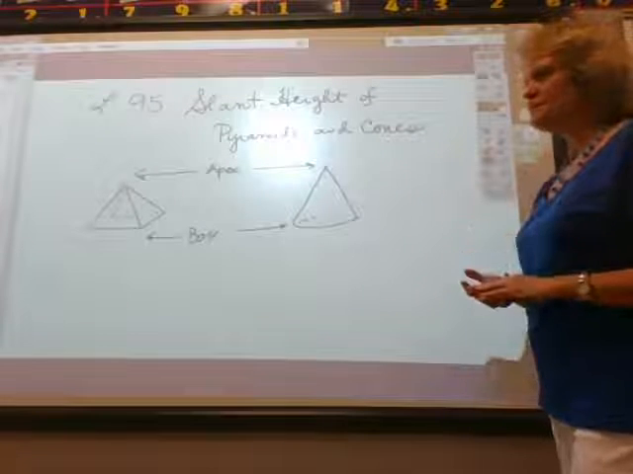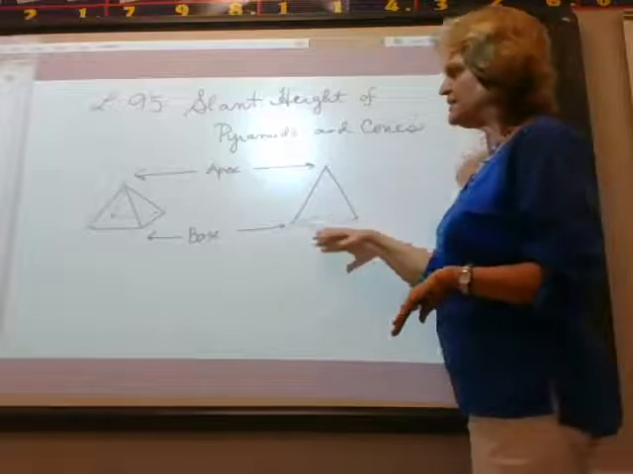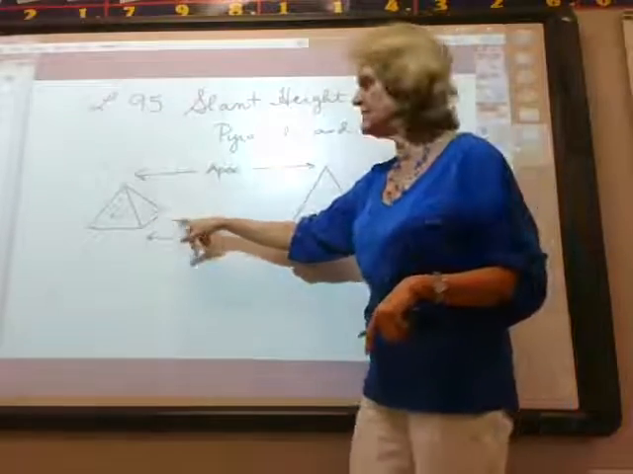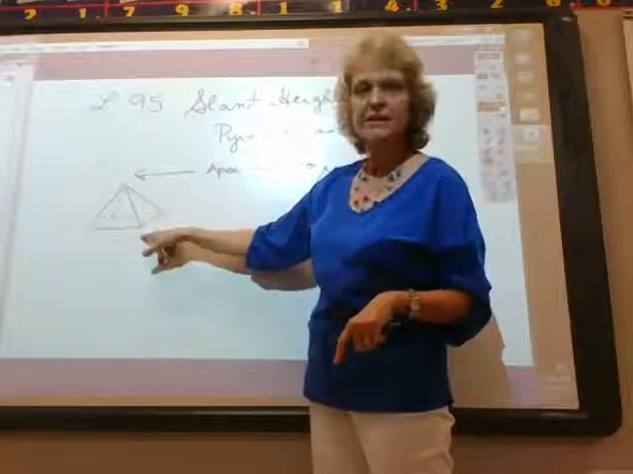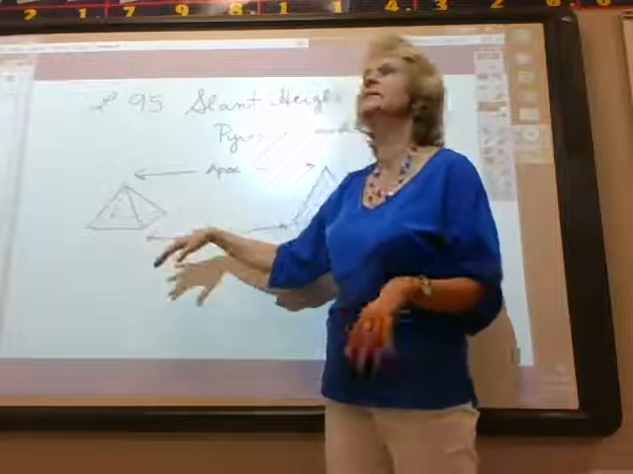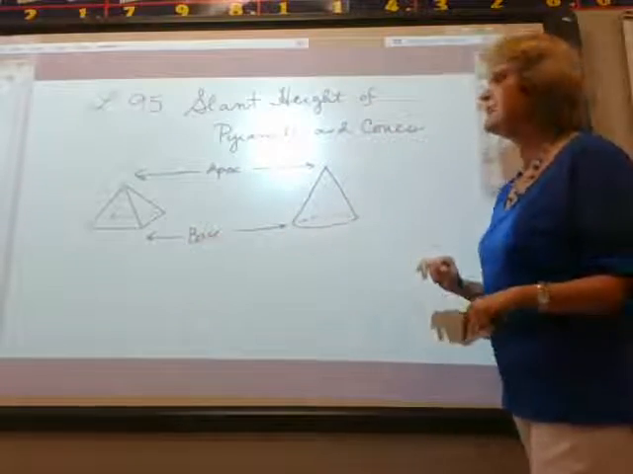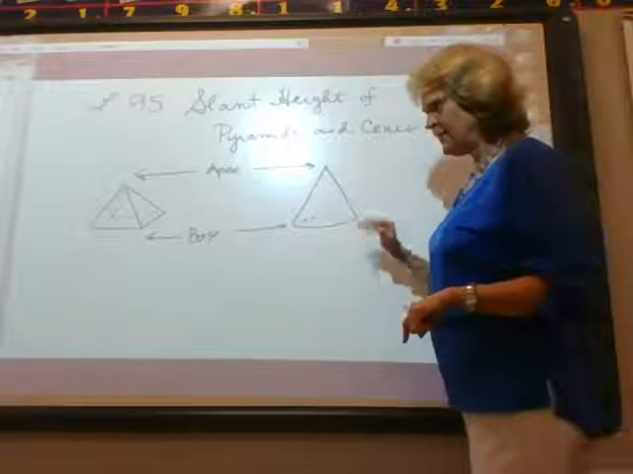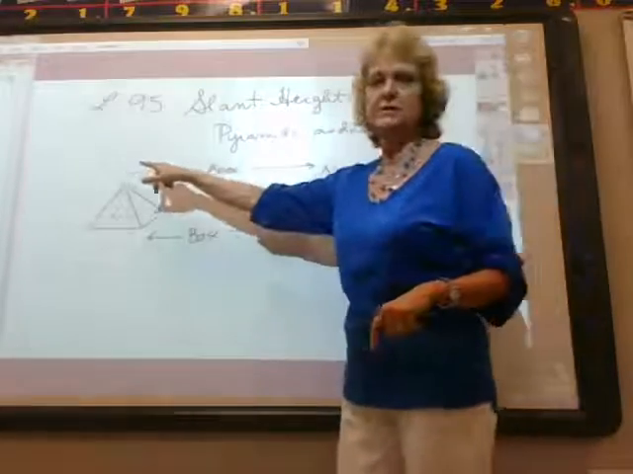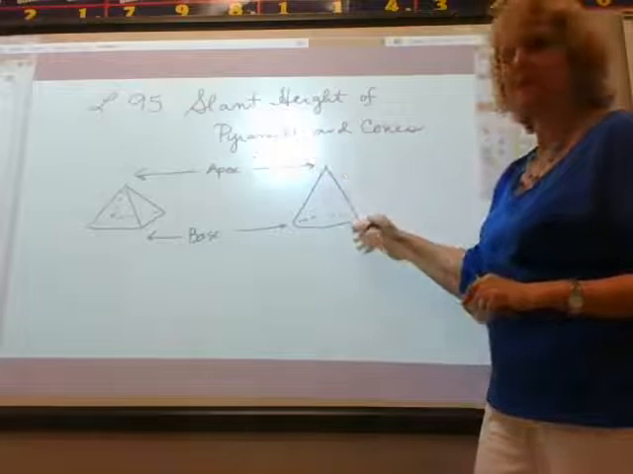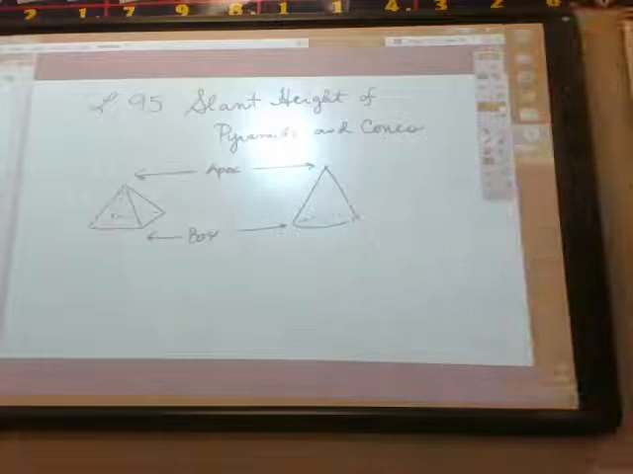But first of all, I want to remember that what it sits on is a base. In this pyramid, we may have a rectangular base, we may have a square base, and here we have a circle, a circular base. Then the apex is the other thing we need to talk about, and that, of course, is the highest point of the cone or the pyramid.